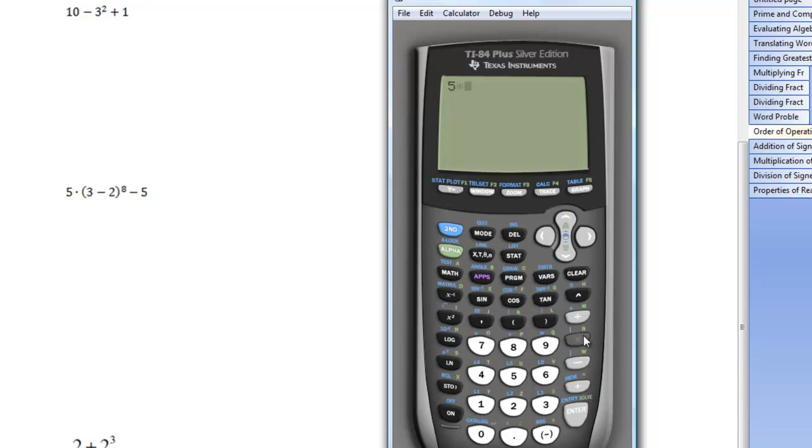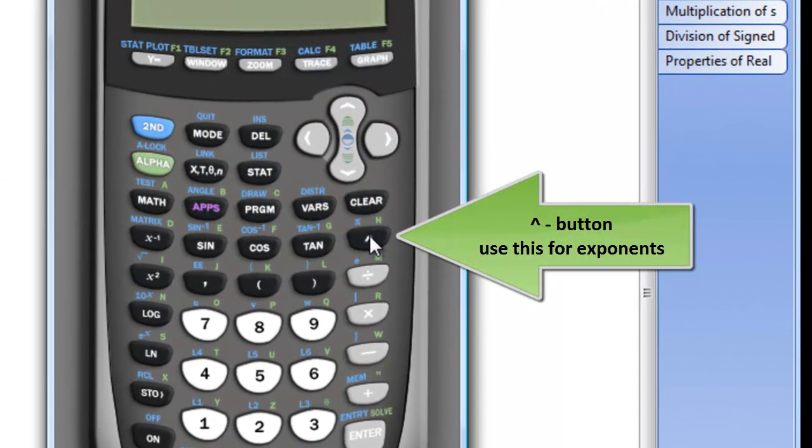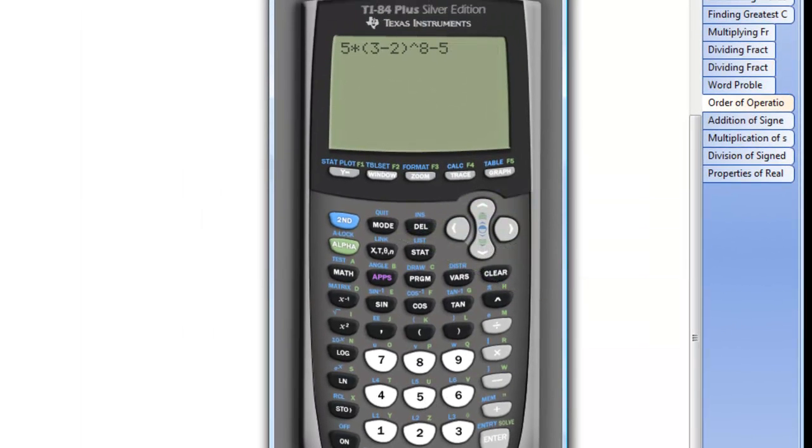For the second problem, our calculator does have nice parentheses. When we get to the 8th power, we're going to use the caret symbol. So you can see we get the same answer. That caret symbol, use that for powers, okay?